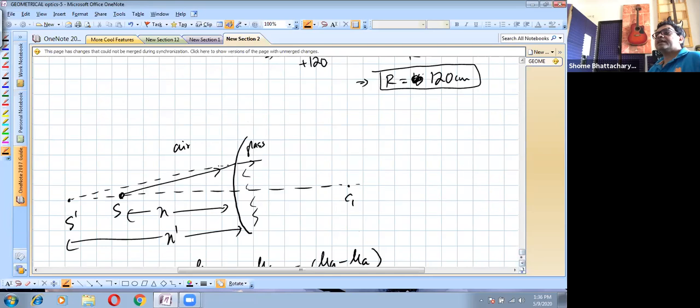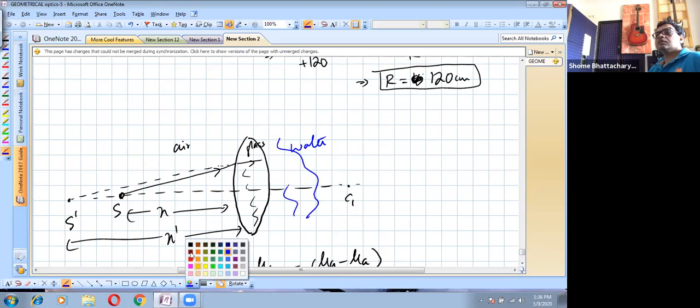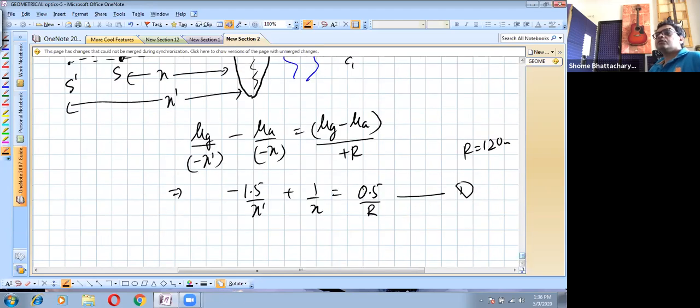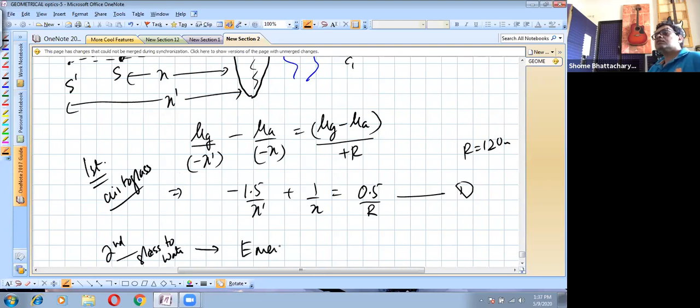Okay. Now let's see what we want for the second situation. For the second situation, we want the refraction to happen from glass to water, such that the ray which is emerging should be parallel to the principal axis. So this was the first one, air to glass. Now for the second one, glass to water. Emergent rays should be parallel to the principal axis.